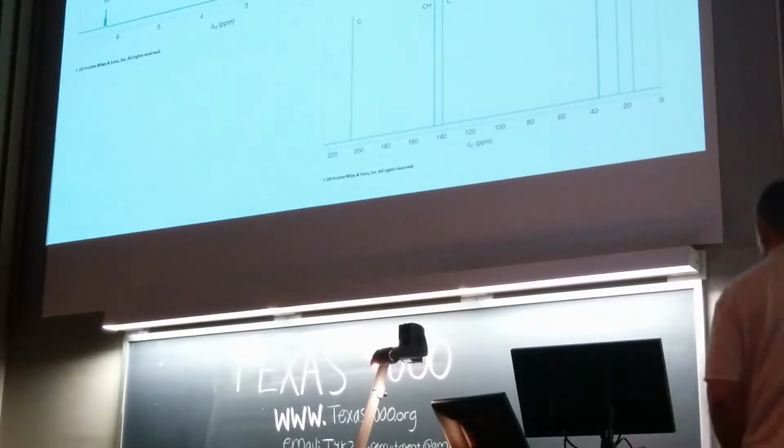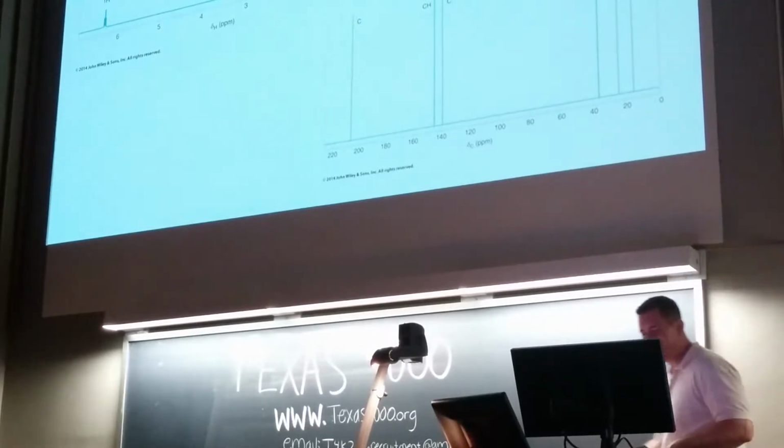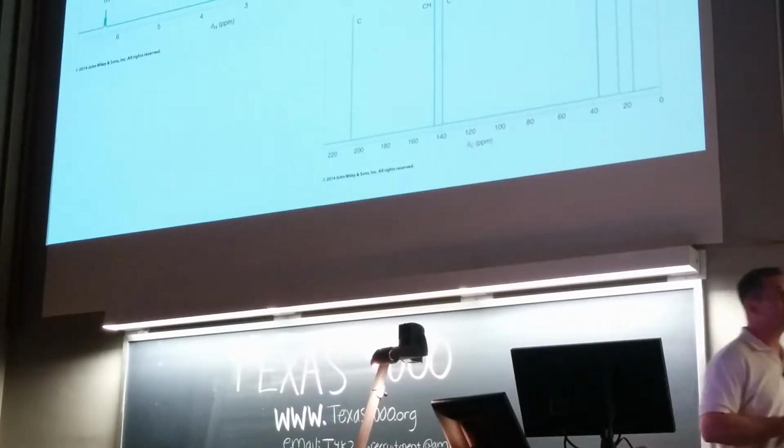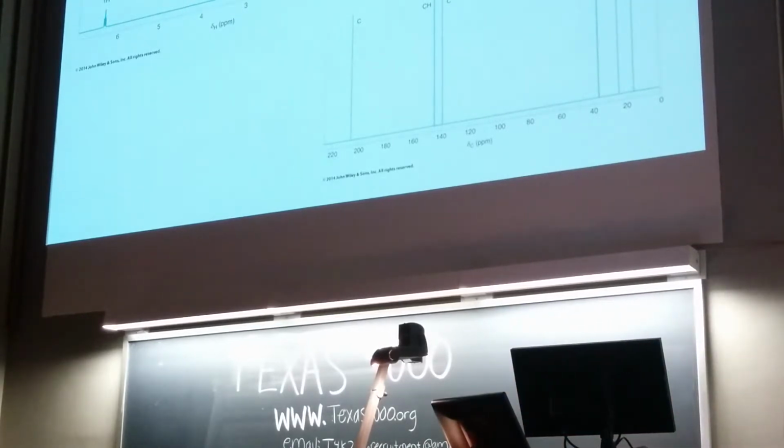Hydrogen deficiency. Index of hydrogen deficiency. I absolutely hate that term. Unsaturation number is a little bit more instructive because the number that comes out of the calculation tells us the number of unsaturation units. Every pi bond is an unsaturation unit. Every ring is an unsaturation unit.